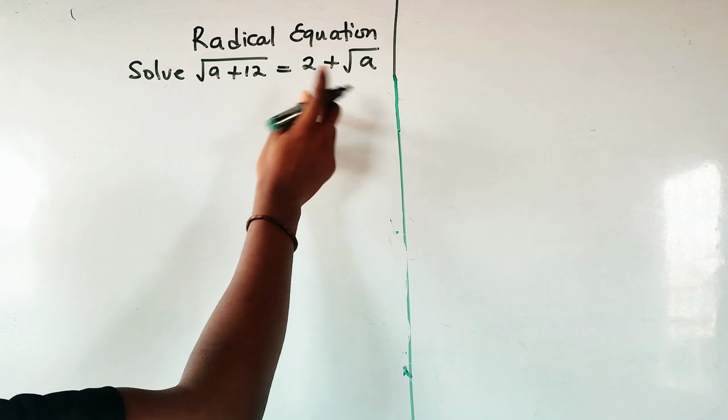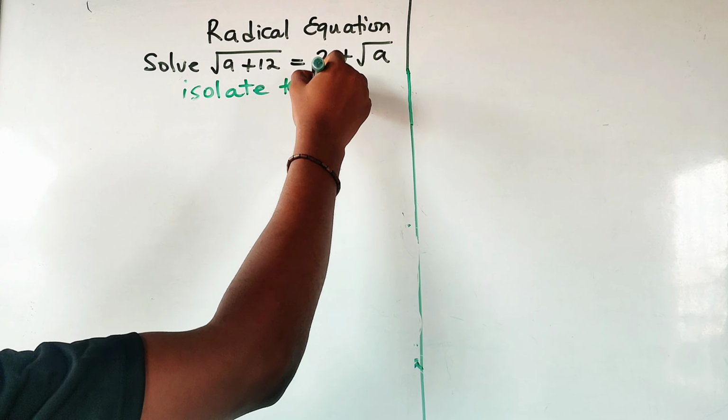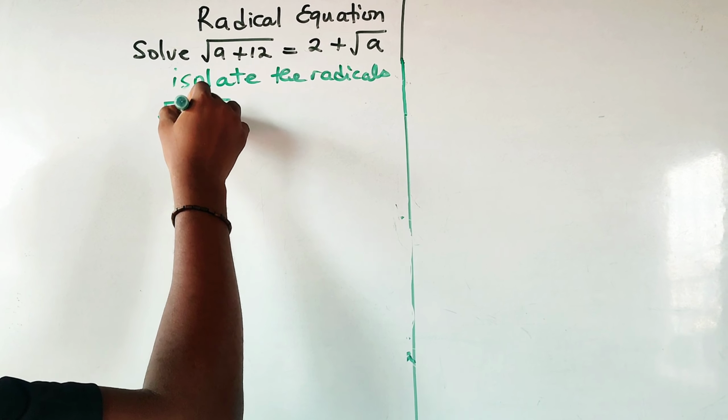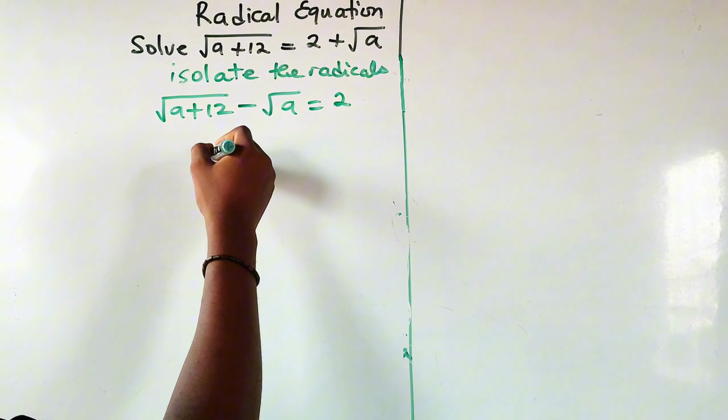Today we'll be doing this radical equation. Let's get right into it. To start with, we isolate the radicals. That means I take root a plus 12, and I take root a to the other side, that's minus root a, equal to 2.